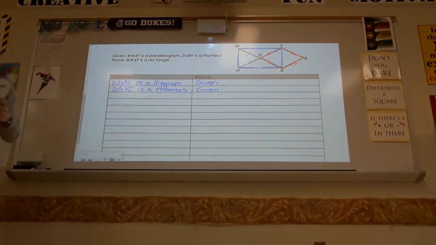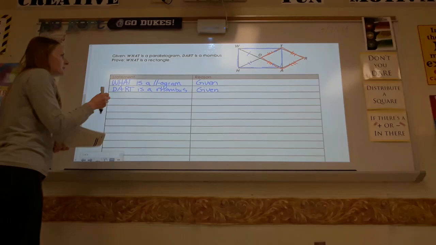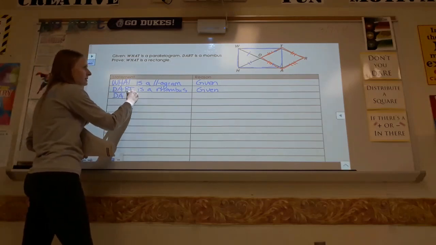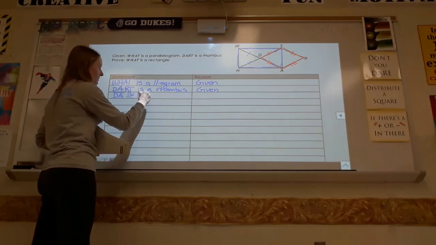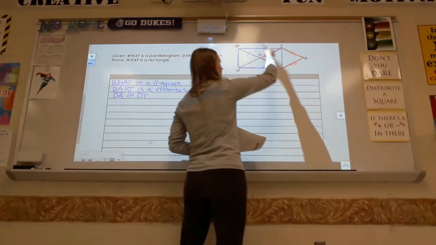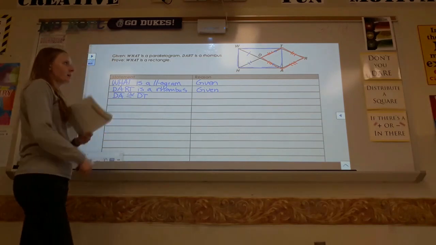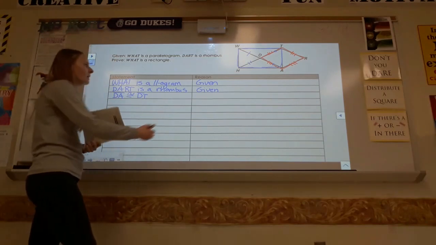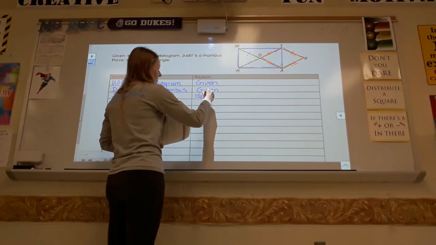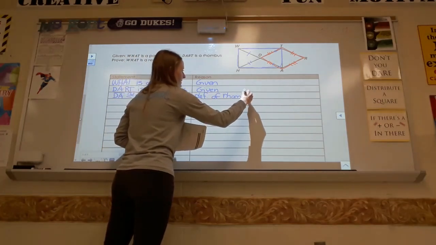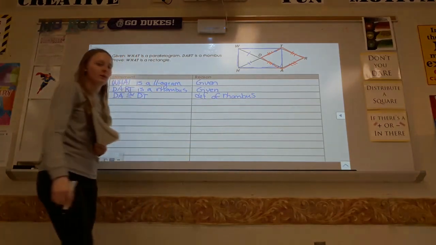The first thing I'm going to do is say that DA is congruent to DT. Those are the two parts of the rhombus that the parallelogram and the rhombus have in common that are overlapping. And I know that they're equal. That's the definition of a rhombus. The definition of the rhombus tells me that those two are equal.